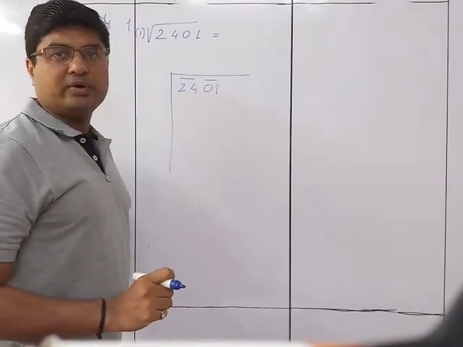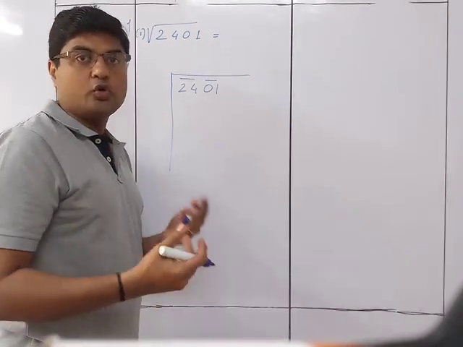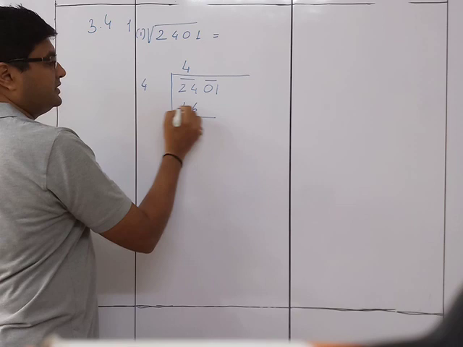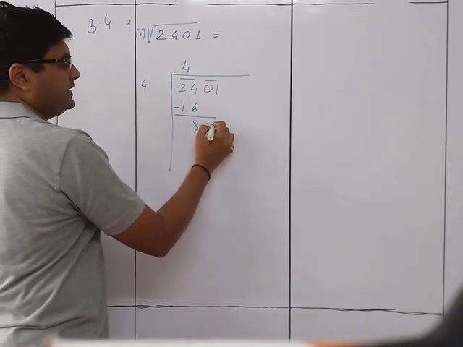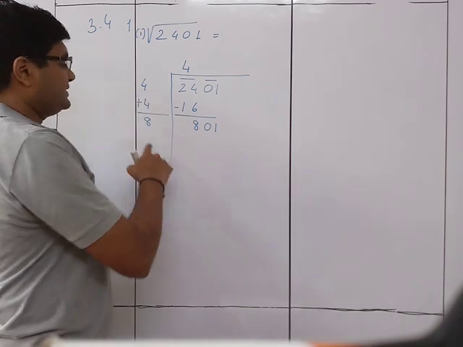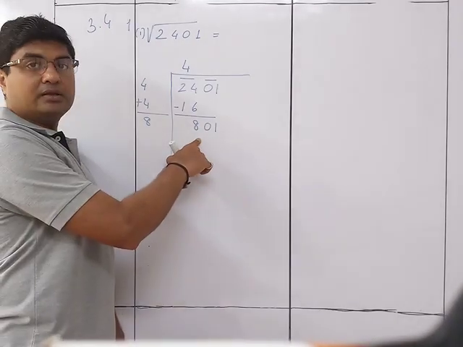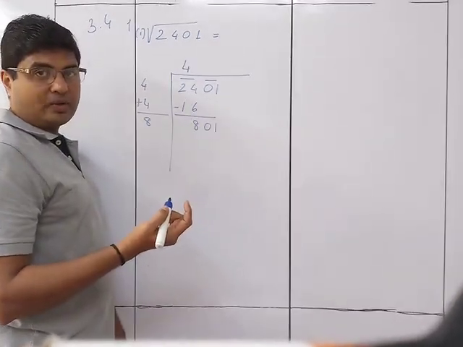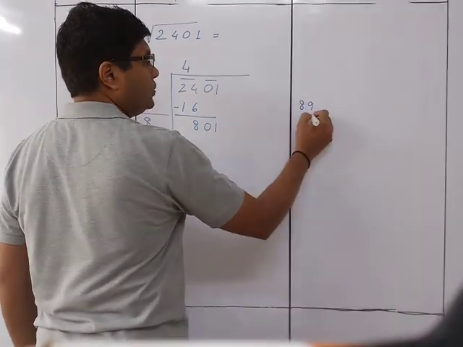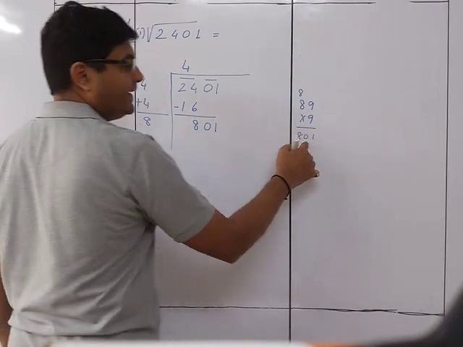The nearest square number to 24 is 25, but 25 is greater than 24, so we have to take one lesser, so it will be 16. So 4 4s are 16. This gives me on subtraction 801. Here plus 4, so we get over here 8. Now since this is 8, I can see that this is 80, so it would be 10. So I cannot take 10, so I will try to take 9. So it is 89 into 9. 9 9s are 81 and 9 2s are 18, so that is 801. So we get exactly the same number.